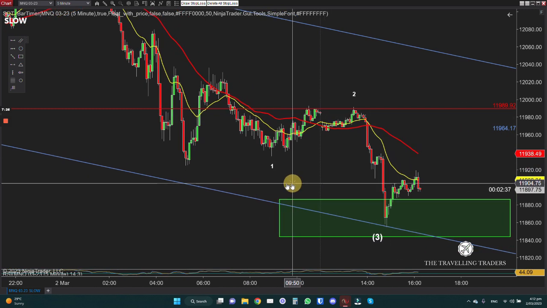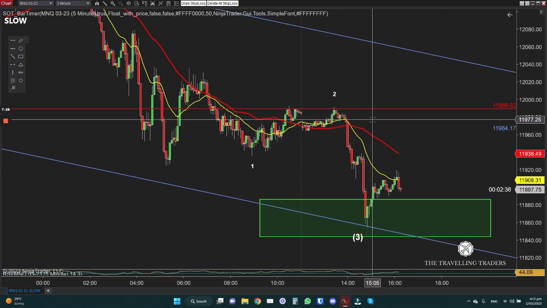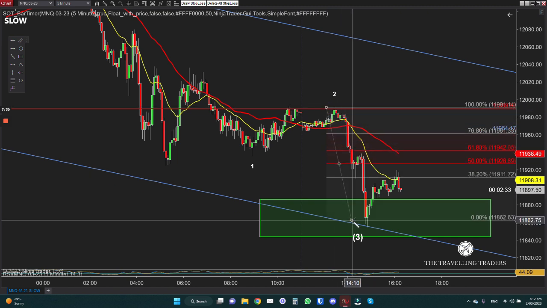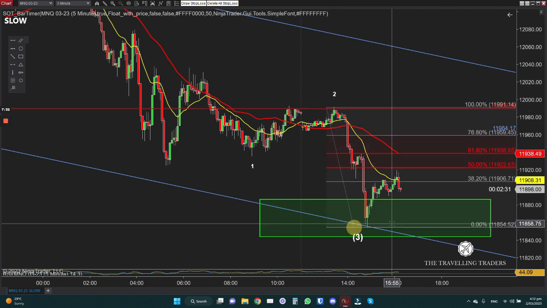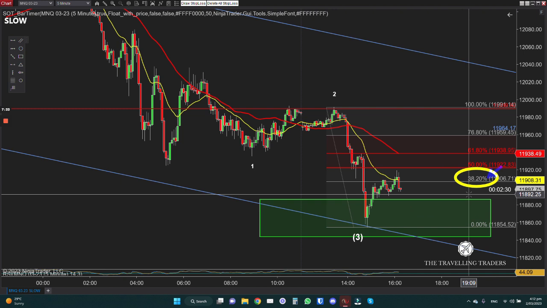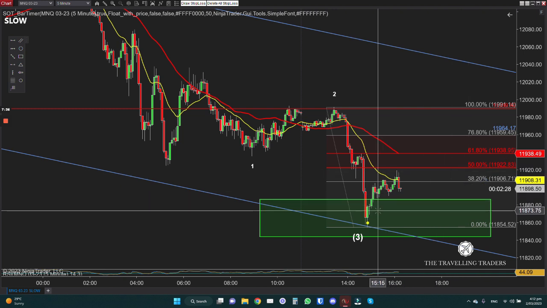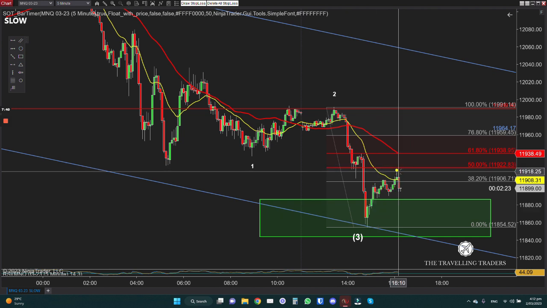So here is the setup. This is now what we're looking for. Wave 3, we draw it down. It's sitting right now at the 38%. So what am I looking for? You can see that it's corrected higher, which is nice. Now I'm looking for a 1, 2. I'm going to sell that in a few moments if it gets there.